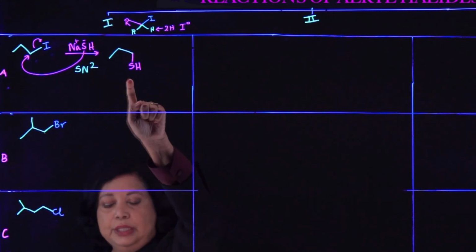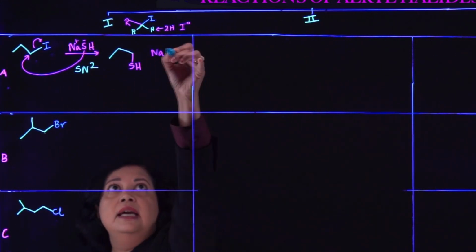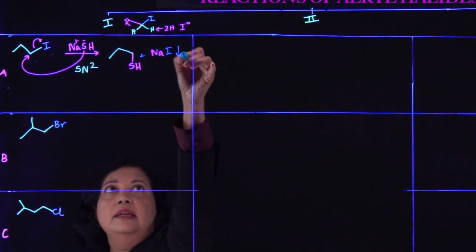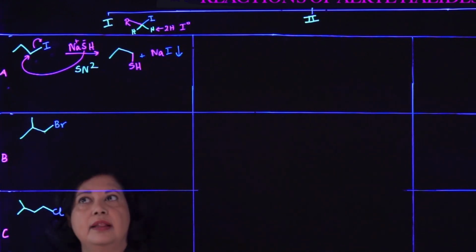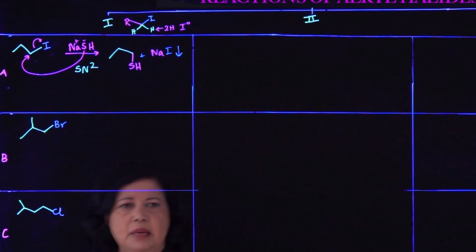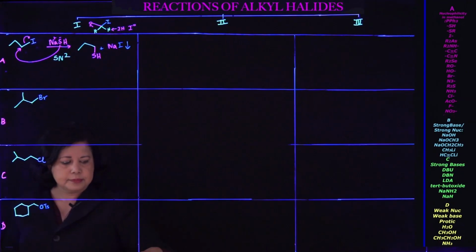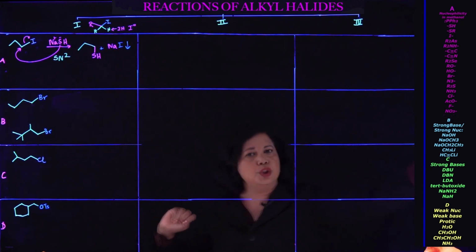So you would get SN2. Then of course you would have your sodium iodide fall out. And so this is going to be for a very nice primary with a good nucleophile. Let's see what happens when you have a strong base, strong nucleophile, which is like a methoxy or an ethoxy. All right, let's look at B. Primary with strong base, strong nucleophile.